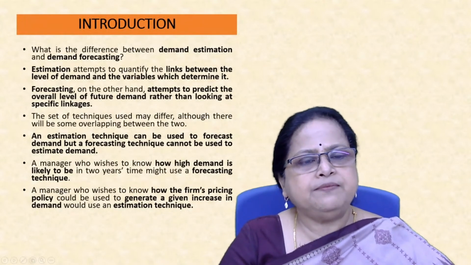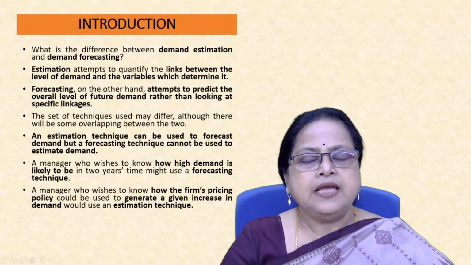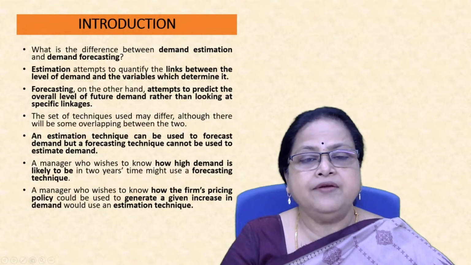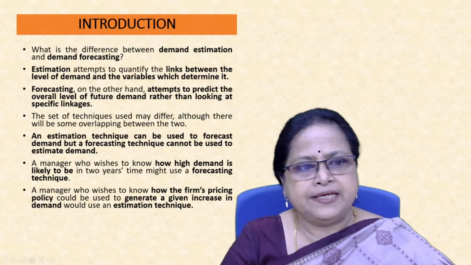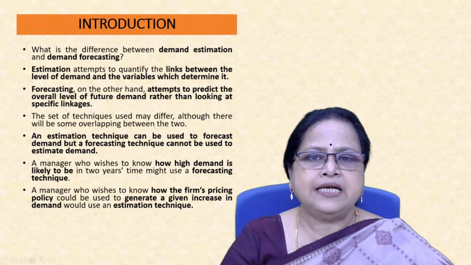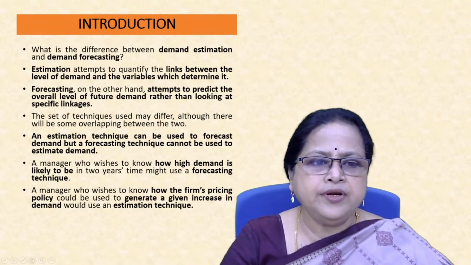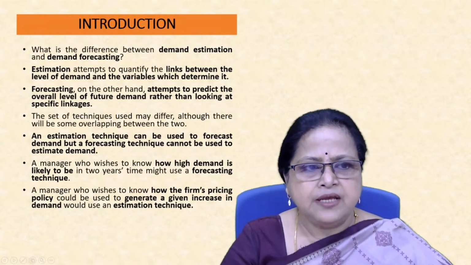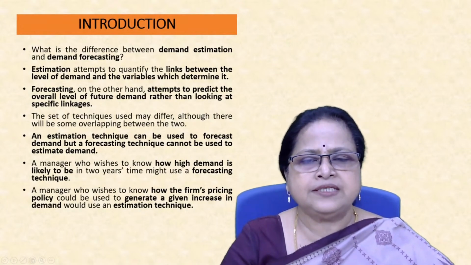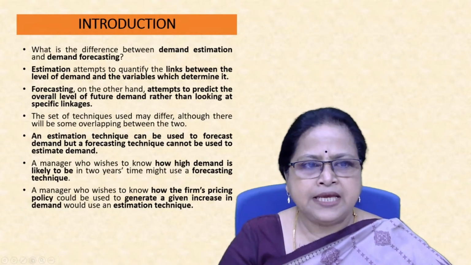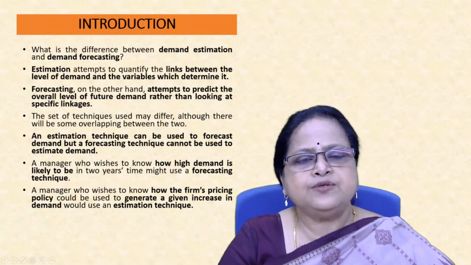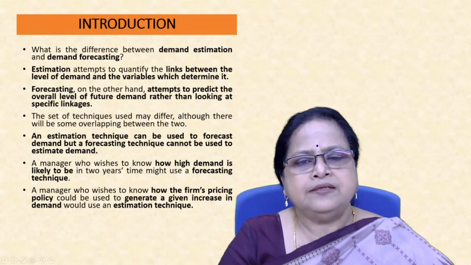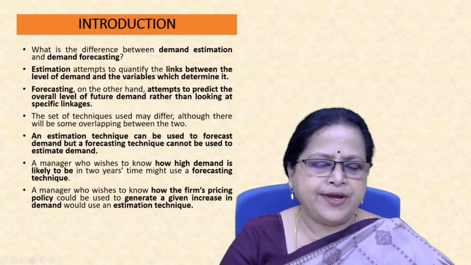What is the difference between demand estimation and demand forecasting? Estimation attempts to quantify the links between the level of demand and the variables which determine it. Forecasting, on the other hand, attempts to predict the overall level of future demand rather than looking at specific linkages. So estimation is actually the link. It tries to quantify the links between, say, X and Y, and forecasting is going to predict the future value of Y rather than looking at the linkages between X and Y.